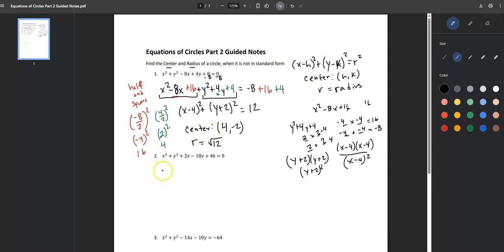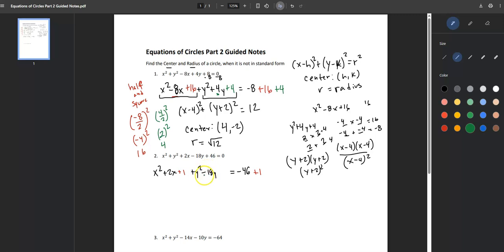So let's just go through a couple of different examples. I probably won't write every single thing down, but we're going to go through a couple of examples. Okay, so we're going to organize it. Again, I would leave yourself a space. Okay. All right, then we're going to take the 2 and half it. Half of 2 is 1. And then 1 squared is also 1. So I'm going to add 1 to both sides.